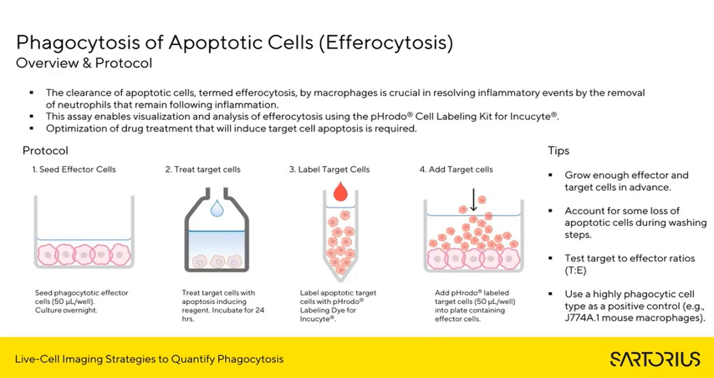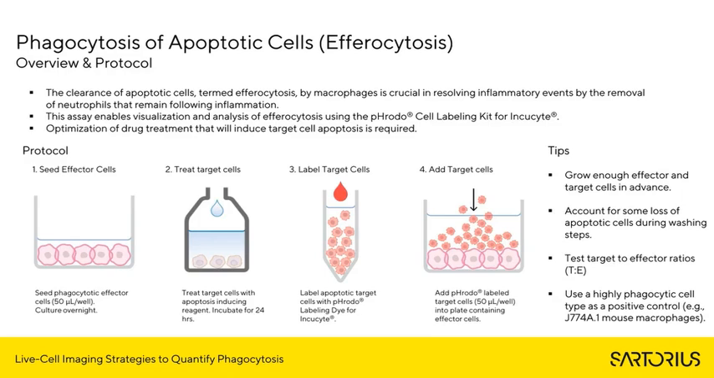Firstly, grow enough effector and target cells in advance. As part of this, you want to make sure you're accounting for some loss of apoptotic target cells during the washing steps. We also recommend testing the target to effector ratios to ensure that you get the optimal assay window. And lastly, especially during initial experiments, we suggest using a highly phagocytic cell type as a positive control. For example, the J774As are a highly phagocytic cell line.